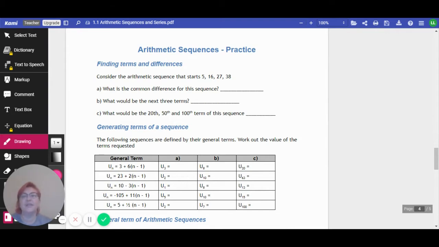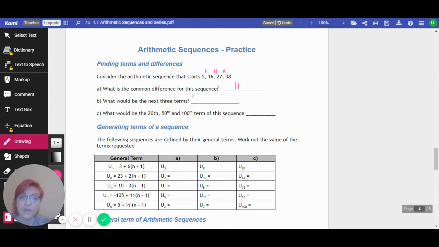Consider the arithmetic sequence that starts 5, 16, 27, 38. What is the common difference? All right, it takes 11 to get me from 5 to 16, 11 to get me from 16 to 27, and 11 to get me from 27 to 38. So my common difference for this sequence is 11. So what would be the next three terms?